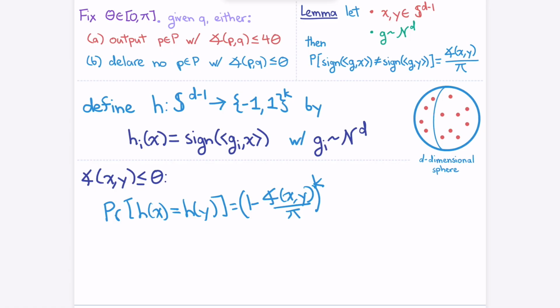We could replace the angle with theta. So this will be greater than or equal to (1 minus theta over pi) to the k. We want to bound this below, right? So that's good. We want to show the odds are reasonably good.